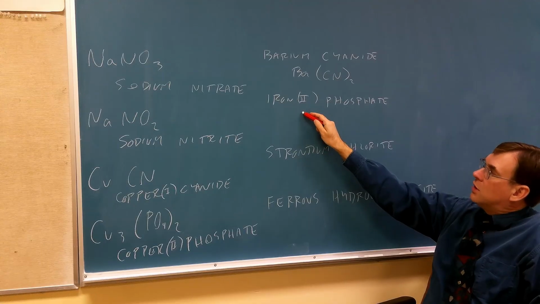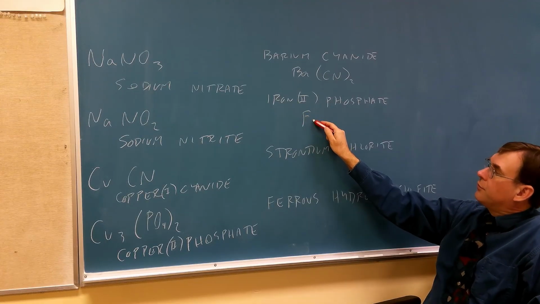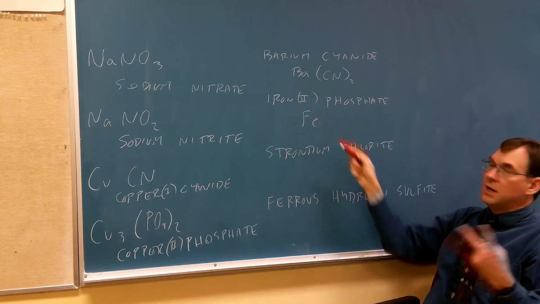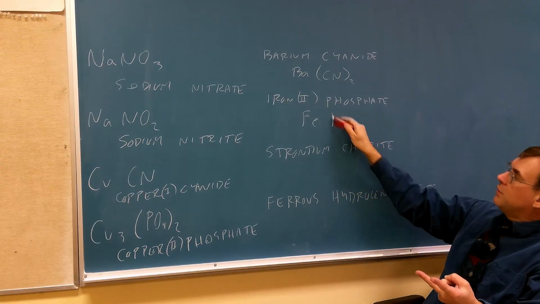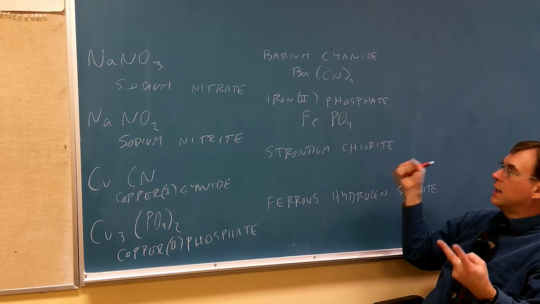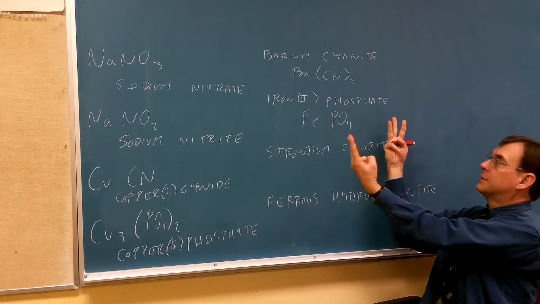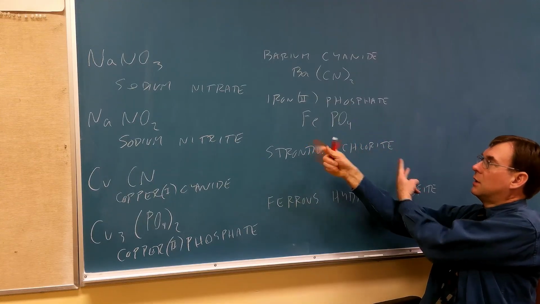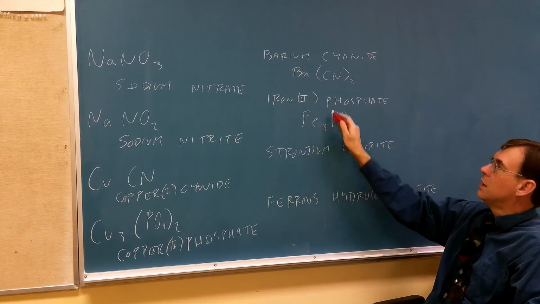Iron 2, I love the stock system. It's Fe and has a charge 2. Phosphate, we've done a couple minutes ago, is PO4 and it had a charge of 3. So switch them. Parentheses and parentheses. So 3, parentheses 2.